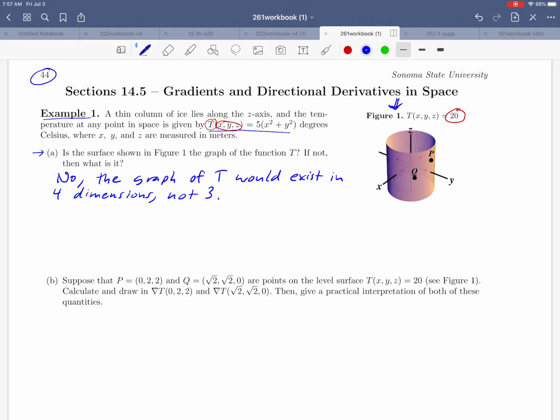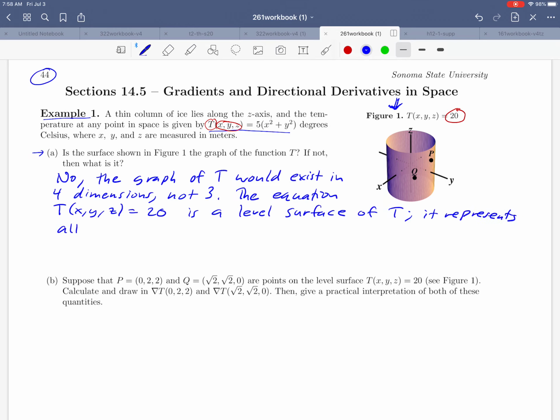Okay, so let's see if we can put all of that into words. The equation T of x, y, z equals 20 is a level surface of T, and it represents all points where the temperature is 20 degrees Celsius. If you think about it, it kind of makes a little bit of graphical sense here. You can see that this graph appears to be a cylinder. All of the points on the cylinder have an equal distance from the z-axis, and there's that line of ice along the z-axis, so it kind of makes sense that if we stay an equal distance away from that line of ice, we should be getting a constant temperature.